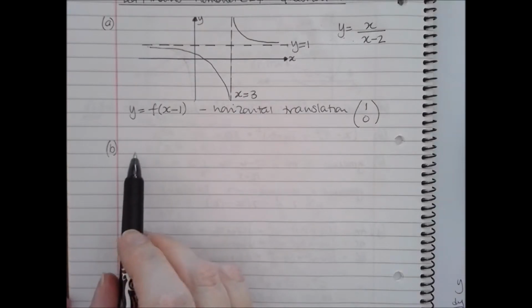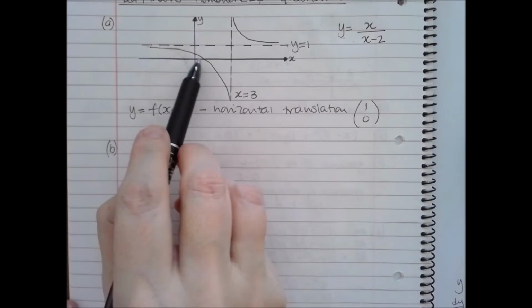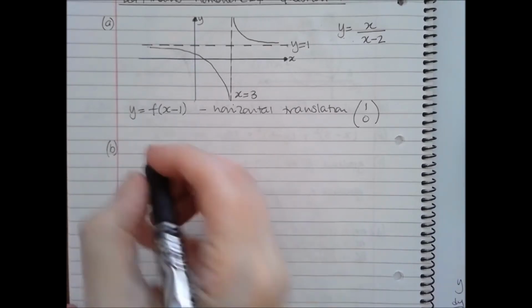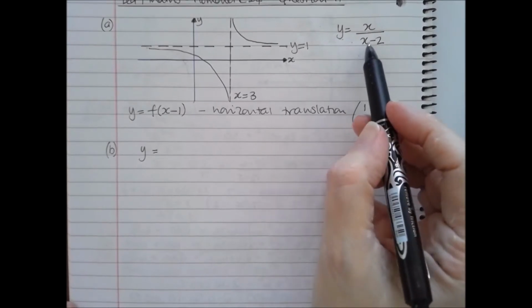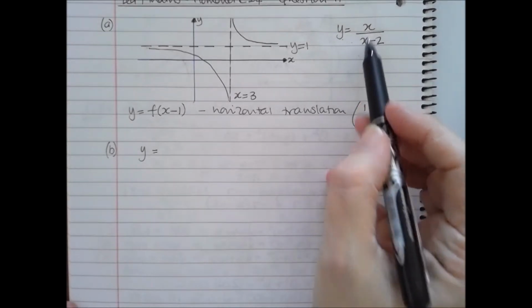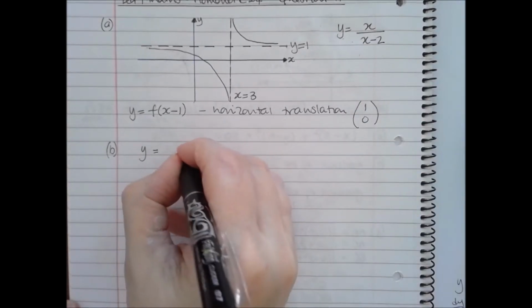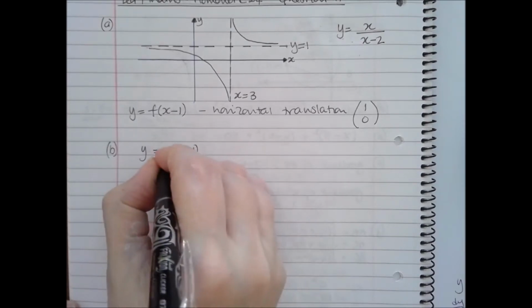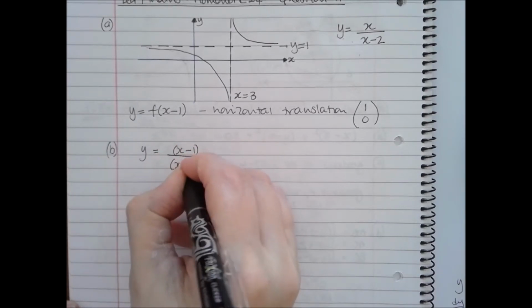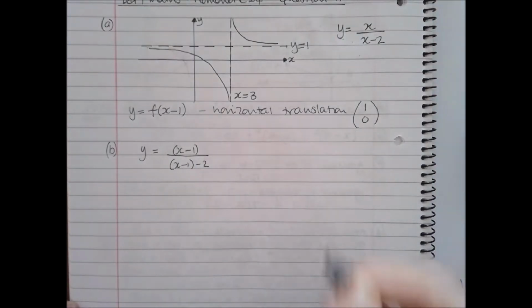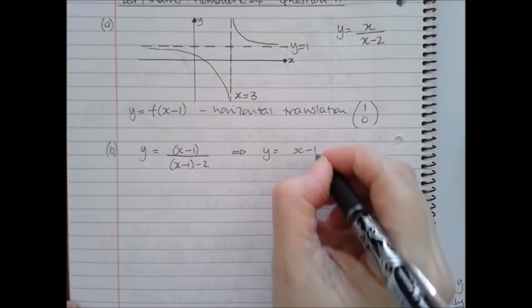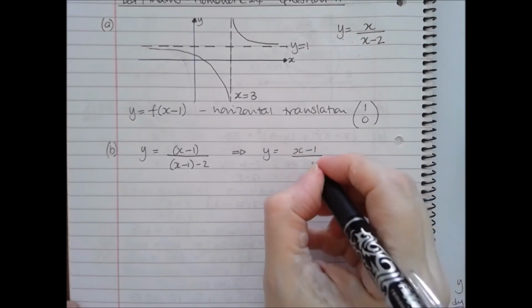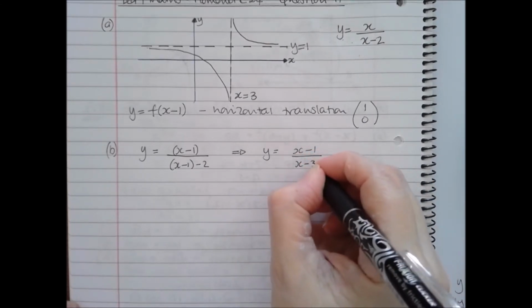Part B then wants the coordinates of the points where the curve crosses the axes, so basically these 2 points here. So our new curve is going to be the original one, but with every x replaced by an x minus 1. So x minus 1 on the top, and on the bottom x minus 1 minus 2. So this means our curve is x minus 1 over x minus 3.